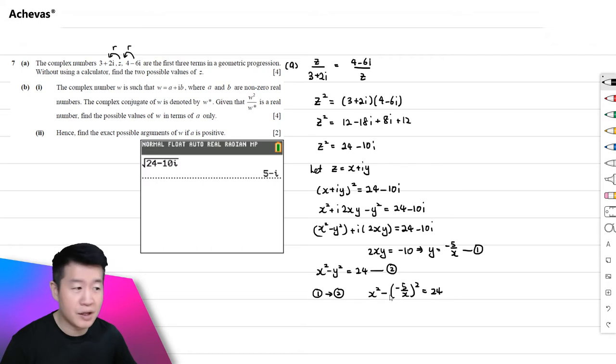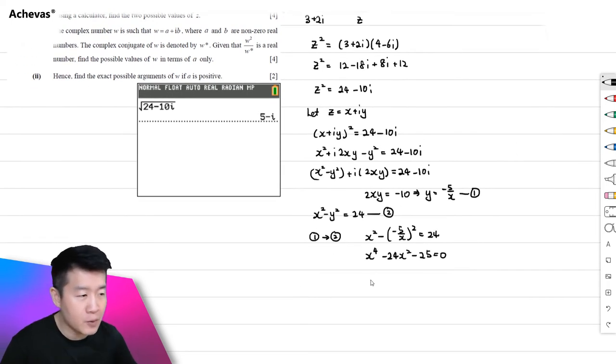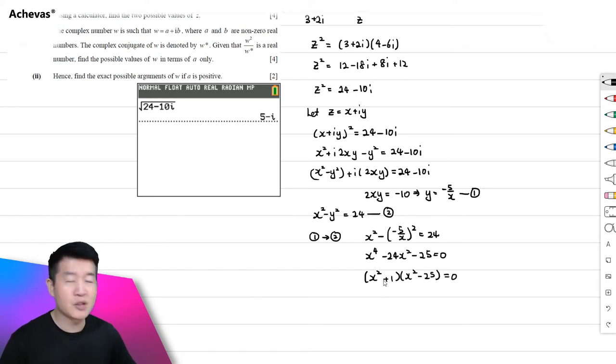I'm going to multiply throughout by x squared. This will give me x to the power of 4. Bringing 24x squared over to the left-hand side, minus 24x squared, then minus 25, is equal to 0. We can factorize this with respect to x squared. So it will be x squared plus 1, then x squared minus 25, equal to 0. x squared plus 1 is always going to be positive, so it will never give us a 0, which means that x squared minus 25 should be equal to 0.